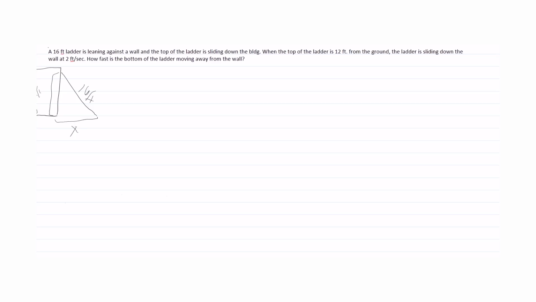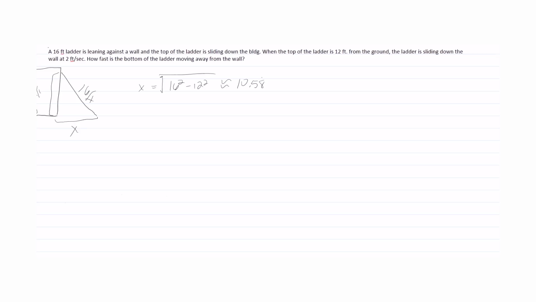So first what we want to do is use our old friend Pythagorean's theorem to figure out what this unknown distance x is. So we know that x is going to be equal to the square root of 16 squared minus 12 squared. And this is going to be approximately equal to 10.58. Alright. Very good.